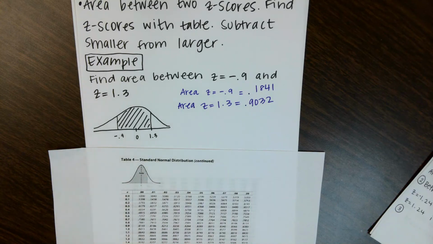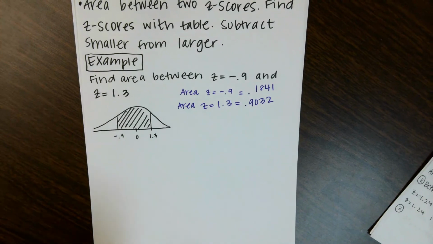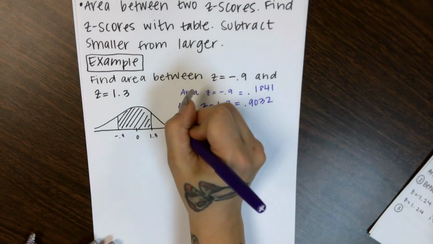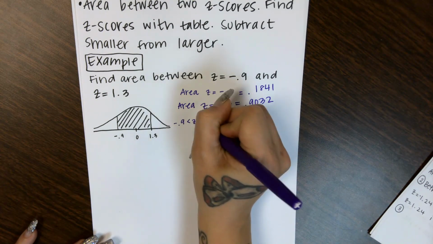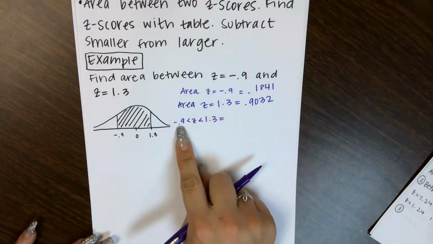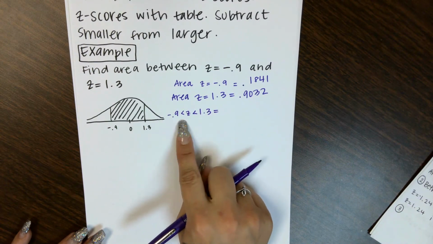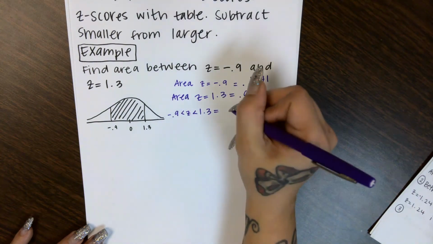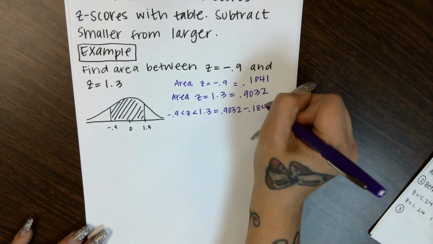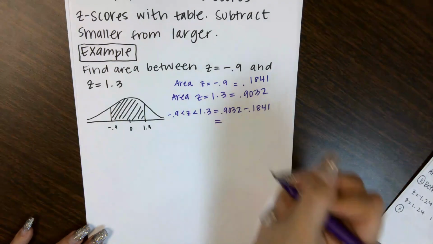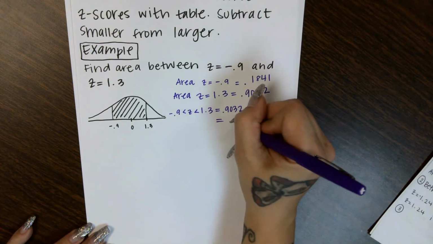Now I subtract the smaller from the larger. And then I just wrote this. I don't really know if you'll see this, but this is just in my mind what makes sense. I'm computing a z-score in between these amounts. So like this is what I'm figuring out. And if I do 0.9032 and I subtract from 0.1841, I'm going to come down right here, y'all. What I end up getting is 0.7191.